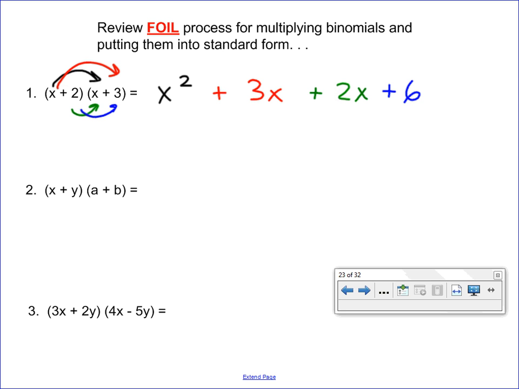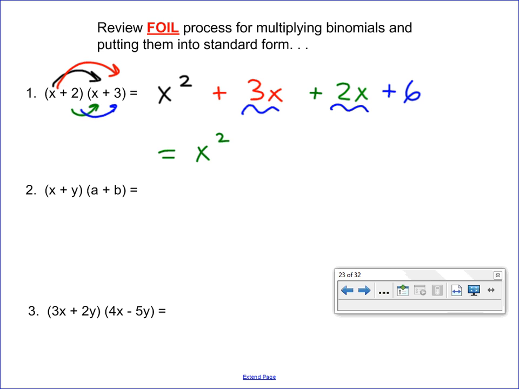But in standard form, I want to make sure that my result is fully simplified. And so what can I do to fully simplify this? Are there any like terms that I can combine through addition or subtraction? Mitchell? Yeah, 3x and 2x. 3x and 2x, thank you. So we could go ahead and combine like terms before I write my final answer in standard form.